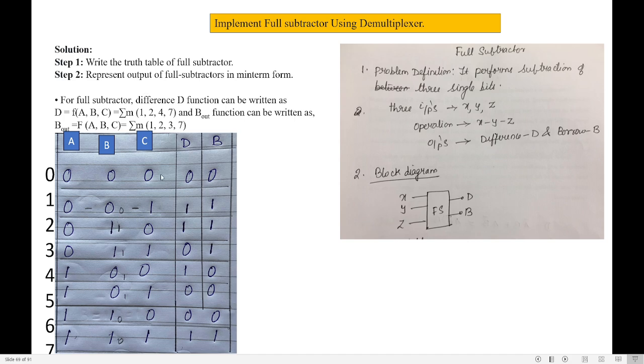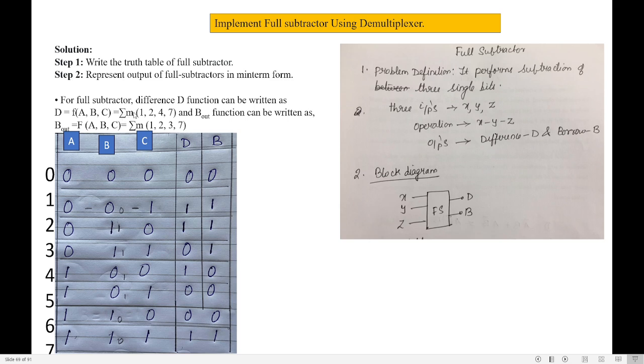After filling the truth table of the full subtractor, what is the second step? Represent the output of the full subtractor in Minterm form. So what are the outputs? D and B. D is the difference, B is the borrow. I need to represent them in Minterms. So it is a function of A, B, C. F of A, B, C is equal to, I need to represent in Minterms.